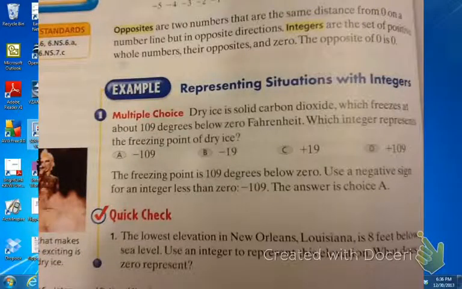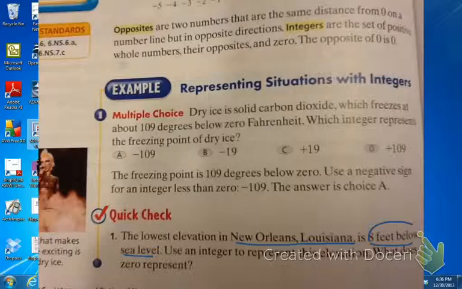Okay, take a minute to pause me and read that quick check and then hit play and see if you have the correct answer. So the quick check says the lowest elevation in New Orleans, Louisiana is 8 feet below sea level. Use an integer to represent this elevation, and what does 0 represent? Alright, so what integer or what number would you write as the lowest elevation in New Orleans, Louisiana?